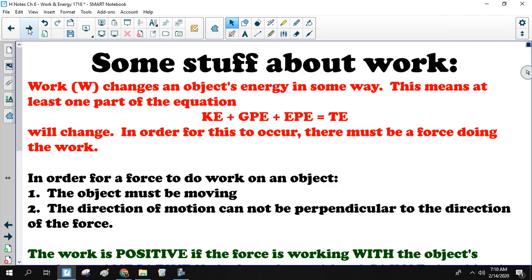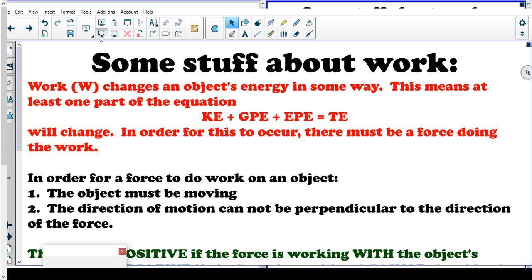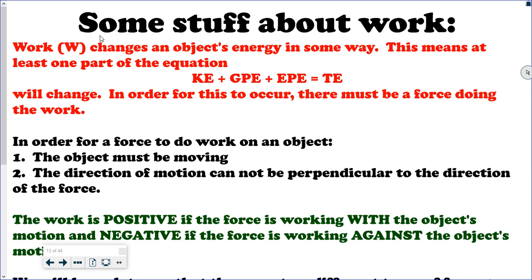All right, so here we go. First of all, a couple quick things about work. This is, like I said, just a general overview. We'll learn more about this in a later video. But for now, basically what you need to know is this: when you do work on an object, you're changing the object's energy in some way. That means at least one portion of the object's total energy is going to change. And in order for your energy to change, there has to be a force doing work.